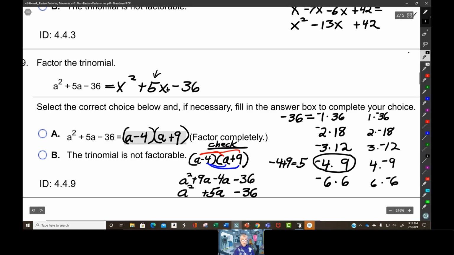If you can't figure out whether this is going to be positive or negative, just use your calculator. Say 9 plus negative 4 or 9 minus 4, and you'll get a positive 5, which is what I started with.